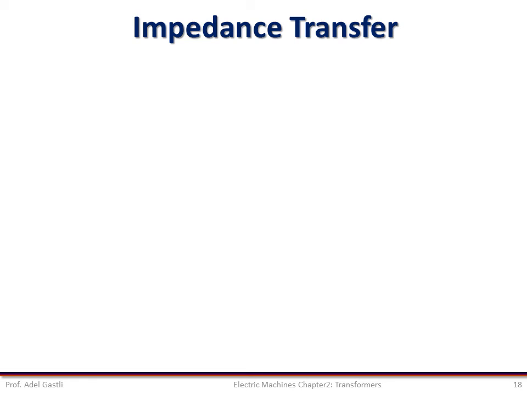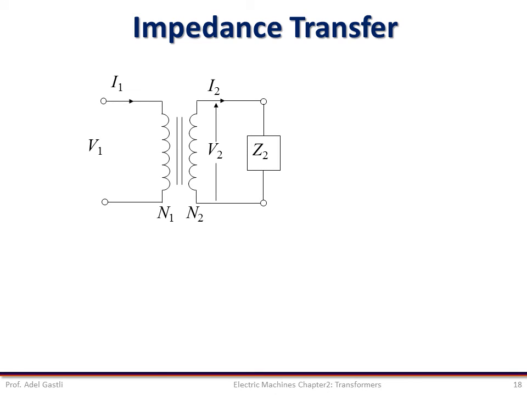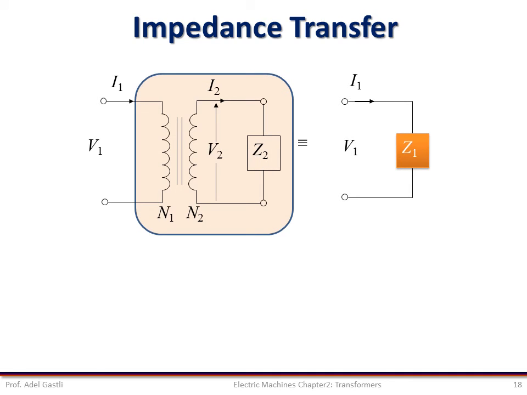Another important circuit theory useful for developing the equivalent circuit of the transformer is the impedance transfer theory. Let us consider such a circuit with two windings, where the secondary is connected to a load with an equivalent impedance Z2. Note that Z2 is not electrically connected to V1, but we can find an equivalent impedance Z1 seen from the source voltage that will give the same primary current I1.